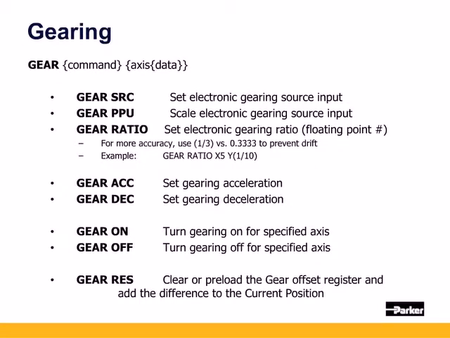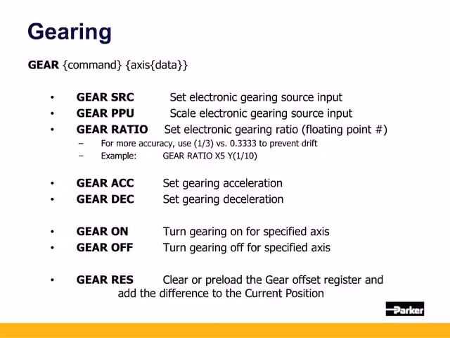Say if you had a 1000 pulse per revolution encoder post quadrature into encoder 8 or 9, this PPU would be set to 8000. Like the axis units, this can be set as an equation to prevent rounding errors. Then, just like jog, there's separate accel and decel ramps, and it is enabled with gear on and disabled with gear off. Gear res is the reset for the gear and allows this to be set to 0 or preloaded with a value. The difference is then added to the current position.